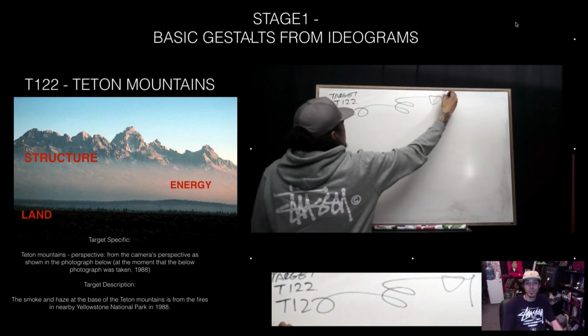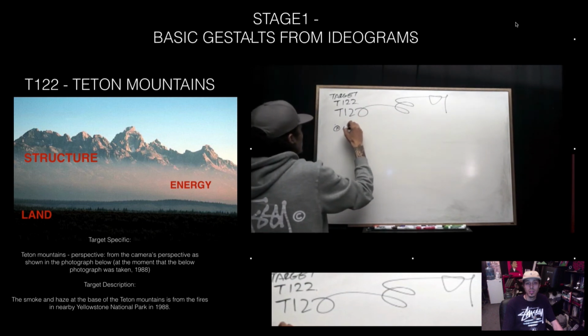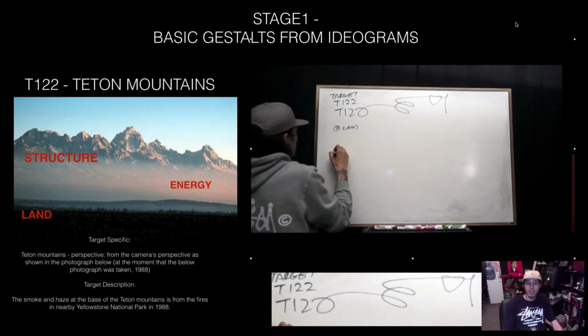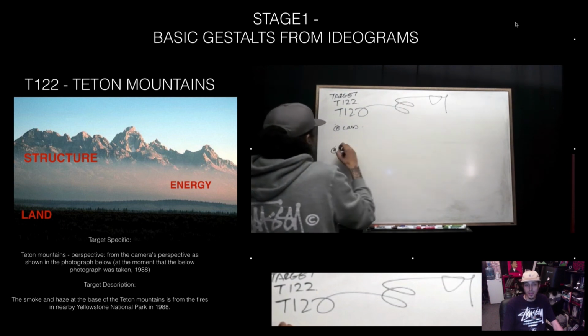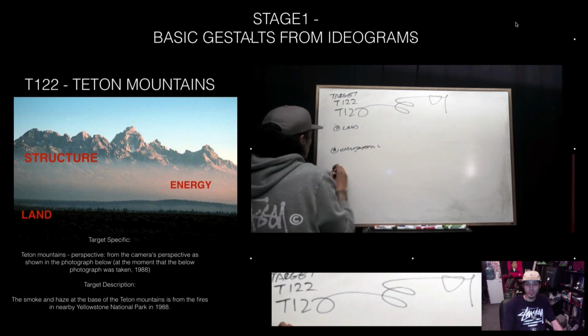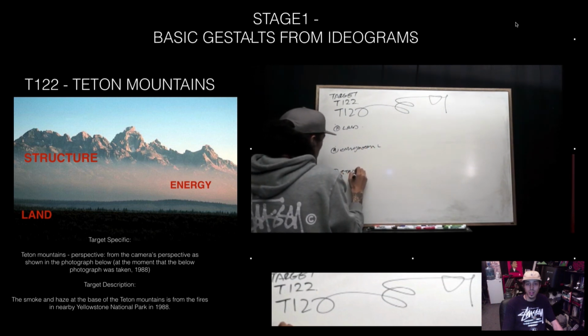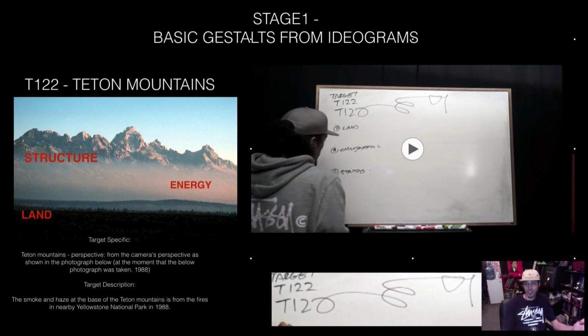T122. A feels like land. I've identified one as land. B, energy, some type motion. of energy or motion. C, there's a structure. And then a structure.